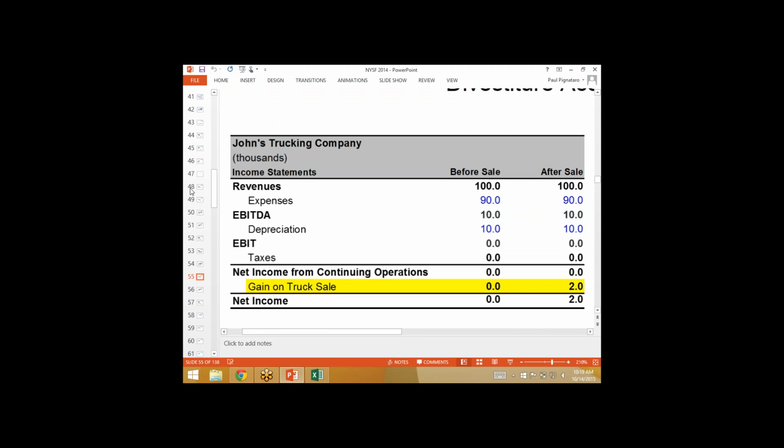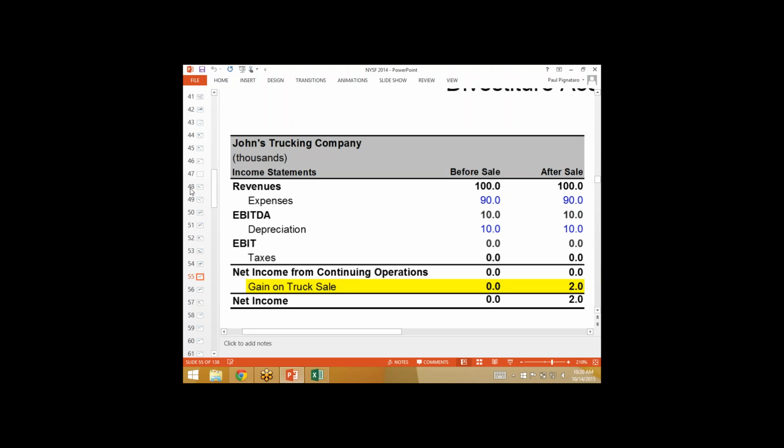Before the sale, let's take an example of let's say the truck company has 100,000 in revenue, 90,000 in expenses, EBITDA is 10. It's got depreciation of 10, so actually the EBIT value is 0. What we do is we book, remember the value of the truck was 13, somebody gave us 15, there's a gain on sale of 2. That $2,000 gain on sale becomes a non-recurring event, $2,000. So we record that as a non-recurring event. That increases our net income by 2. So step 1, you have to record the gain or loss on sale as a non-recurring event in the income statement. This is step 1.